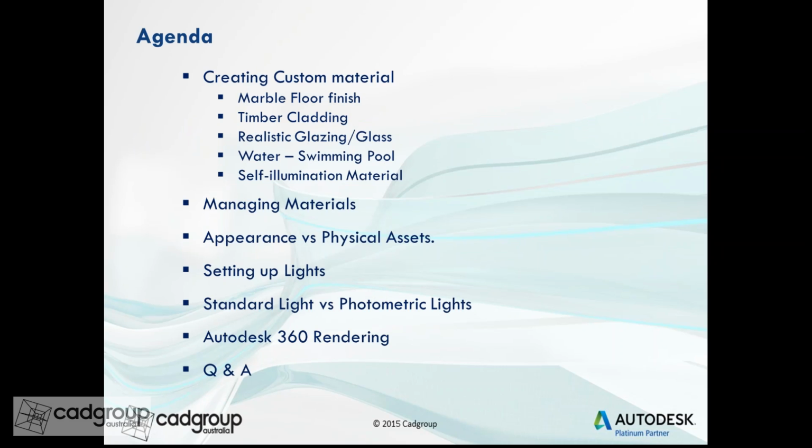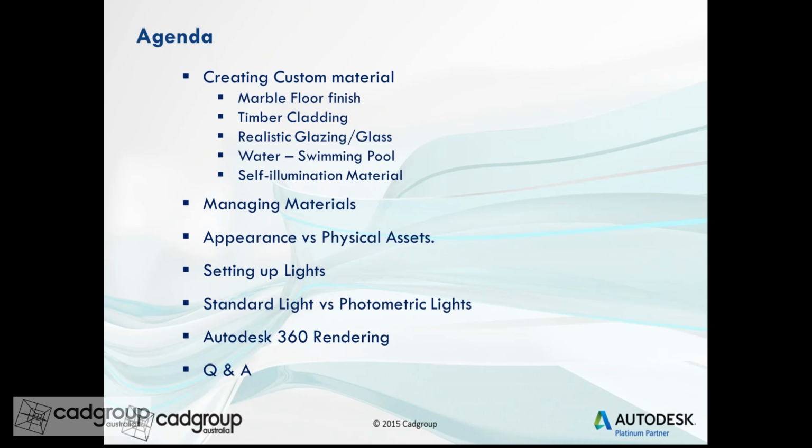So I'm just going to open today's agenda for this webinar. First of all, I'll be showing a couple of different ways of creating some custom materials like marble for floor finish, timber cladding, realistic glazing, glass, creating water materials, swimming pool, self-illumination materials. Later, we'll be talking about how to manage materials within a project, or if you're changing from one computer to another, how to manage this kind of materials.